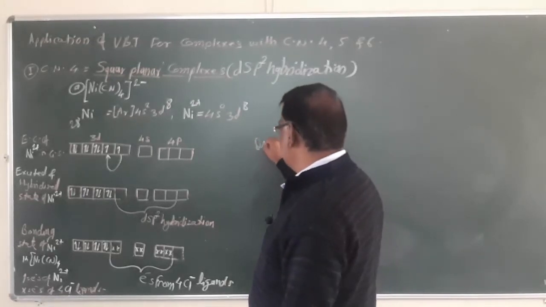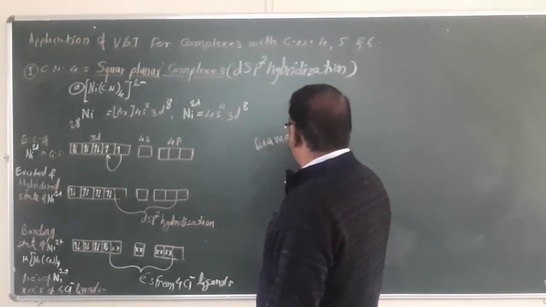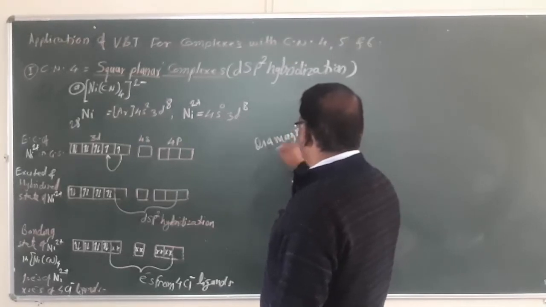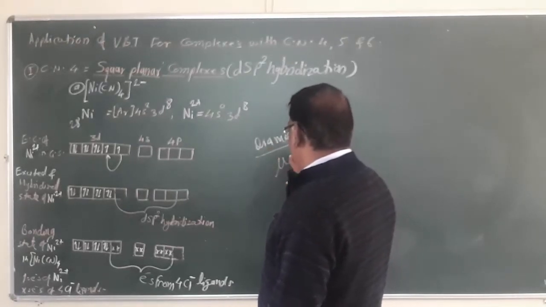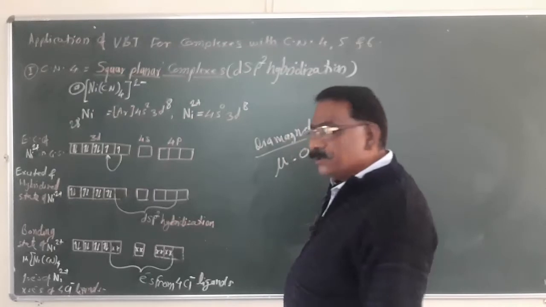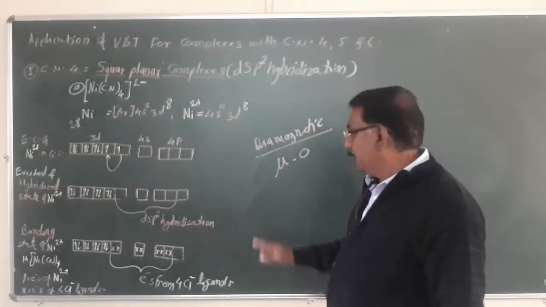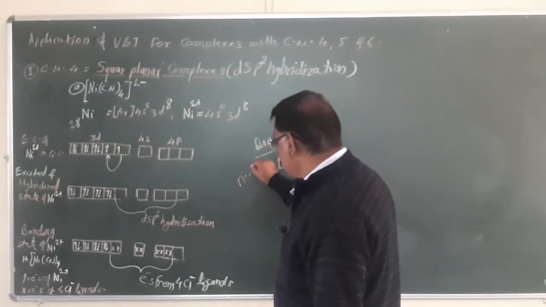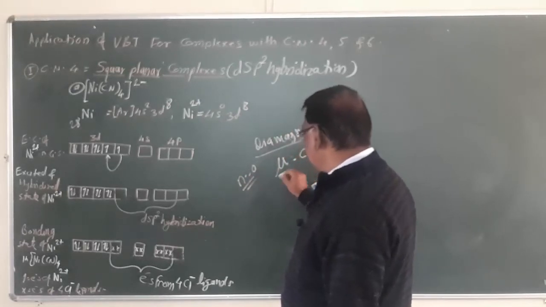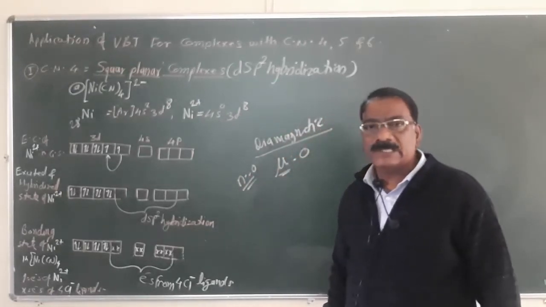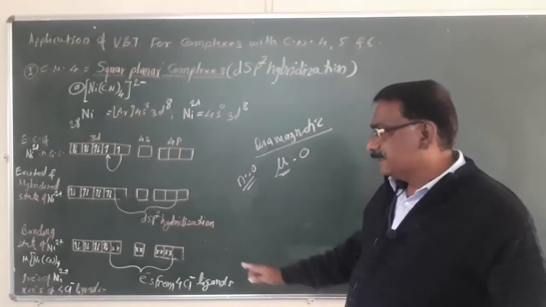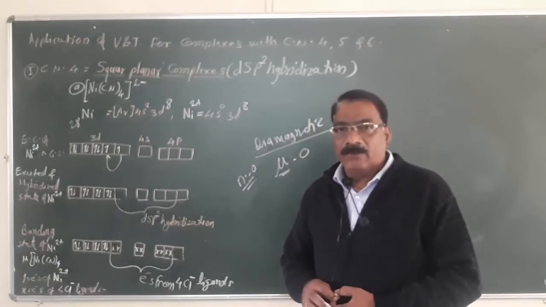This complex is diamagnetic in nature. That means it has mu equal to 0. There are no unpaired electrons, so n is equal to 0, and as n is equal to 0, the mu value is also 0, and thus it is a diamagnetic complex.